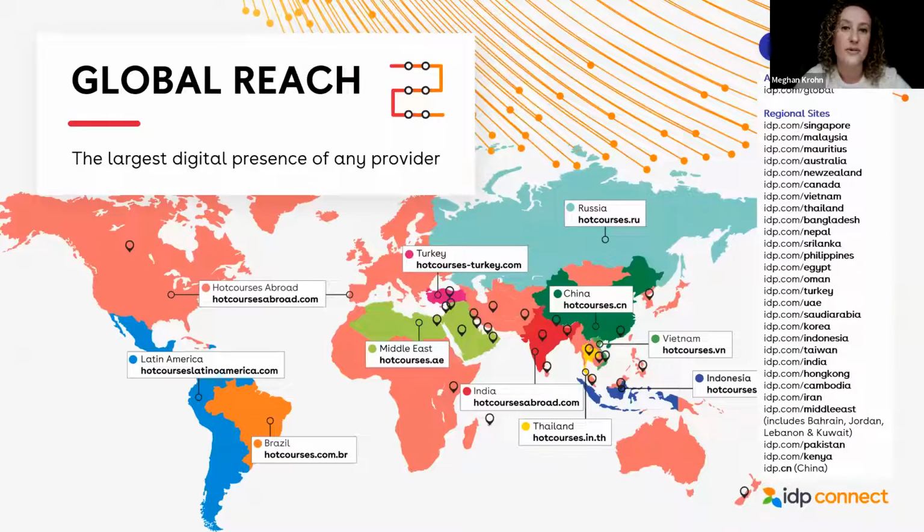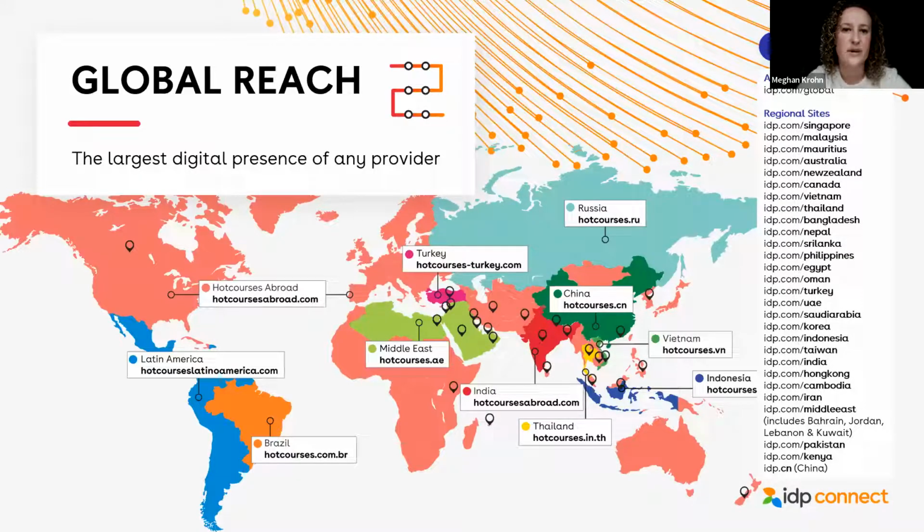We have a physical network of student-facing offices in over 30 countries, and we send students to the 6 major English-speaking destinations: the UK, the US, Canada, Australia, New Zealand, and Ireland. We have over 1,300 IDP counselors throughout this network, and therefore we are truly embedded within the markets in which we operate, and students really trust the IDP name.